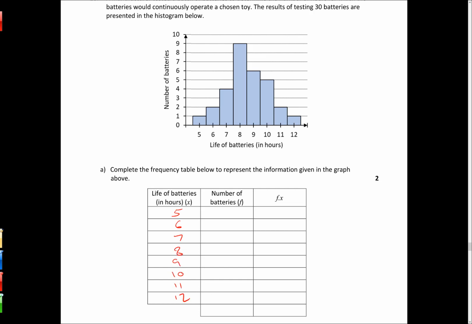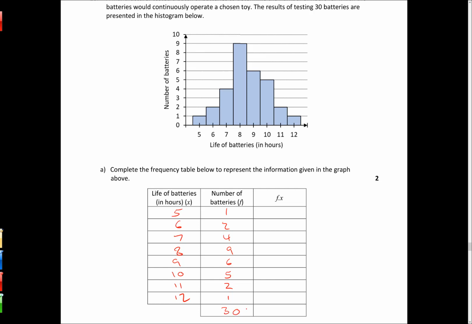The number of batteries that did it, well, that's the F, the frequency of each. 1 battery, then 2, then 4, then 9, then 6, then 5, then 2, then 1. I want to add these up and check that I've got all 30. Got 3, 4 is 7, got 16, got 22, got 27, 28, 29, 30.